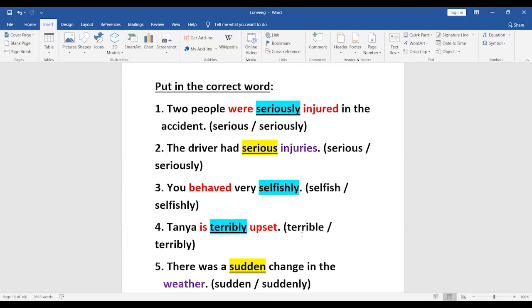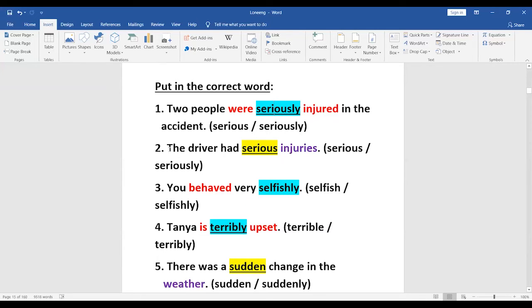Okay. Now, two people were seriously injured in the accident. So why is seriously in green? Because that is the adverb. It adds more meaning to the verb. What are the verbs here? Were injured. So were injured is the describing verb, and so seriously adds more meaning to the injured. So that is the actionable word, and this becomes the adverb here. You cannot say two people were serious injured, which is wrong.